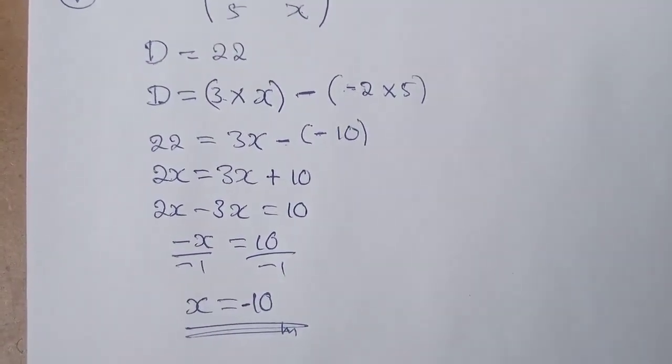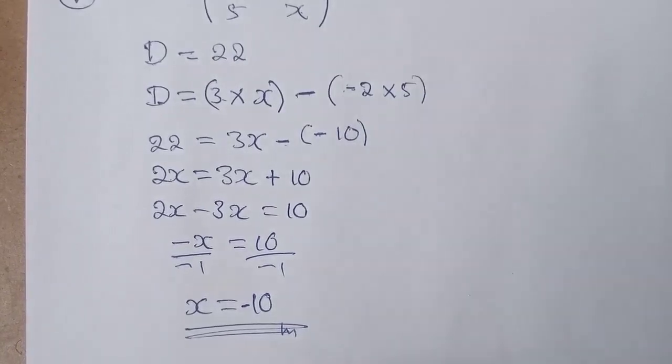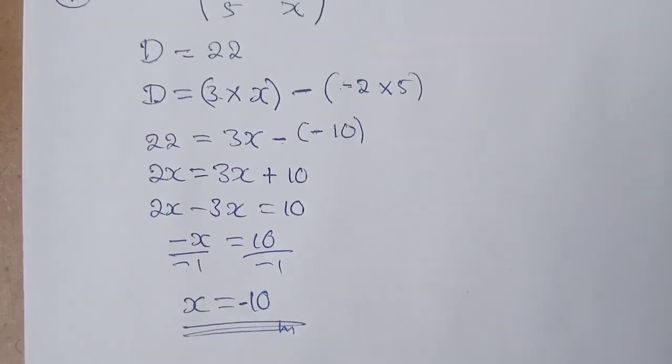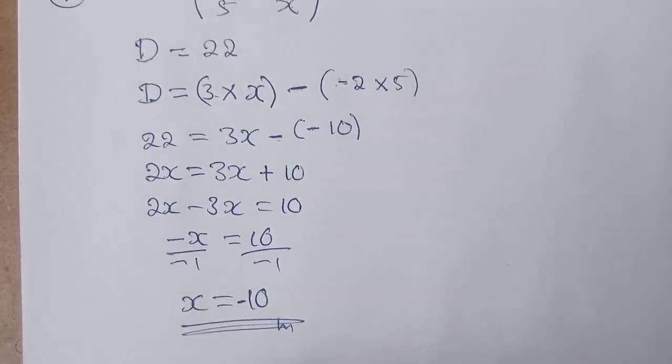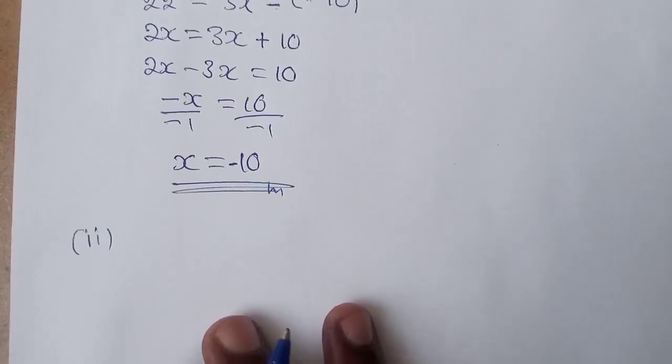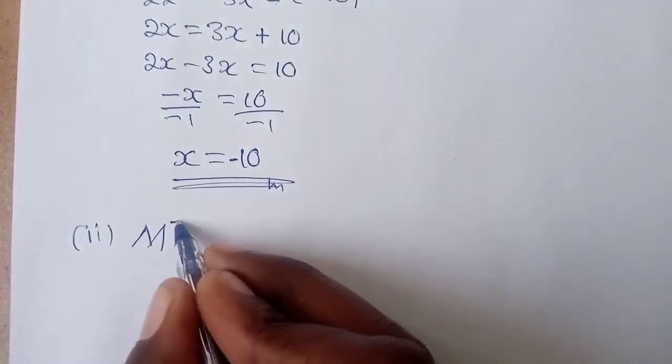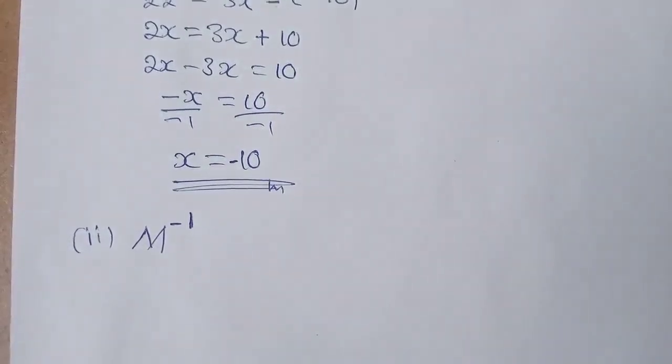That is how we find the value of x. All right, then secondly, they're asking us to find the determinant of m, or I mean the inverse of m. So the inverse of m, we write it as, so this is question 2. Okay, this is question 2, like this.